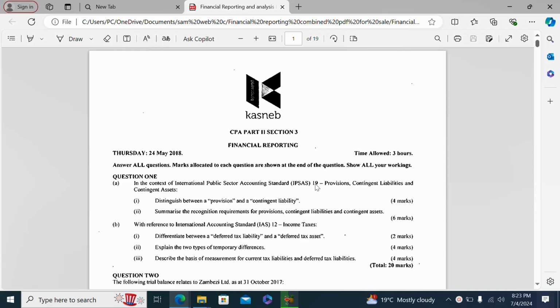IPSAS 19, Provisions, Contingent Liabilities and Contingent Assets, distinguish between a provision and a contingent liability for 2 marks. Roman 2, summarize the recognition requirements for provisions, contingent liabilities, and contingent assets.